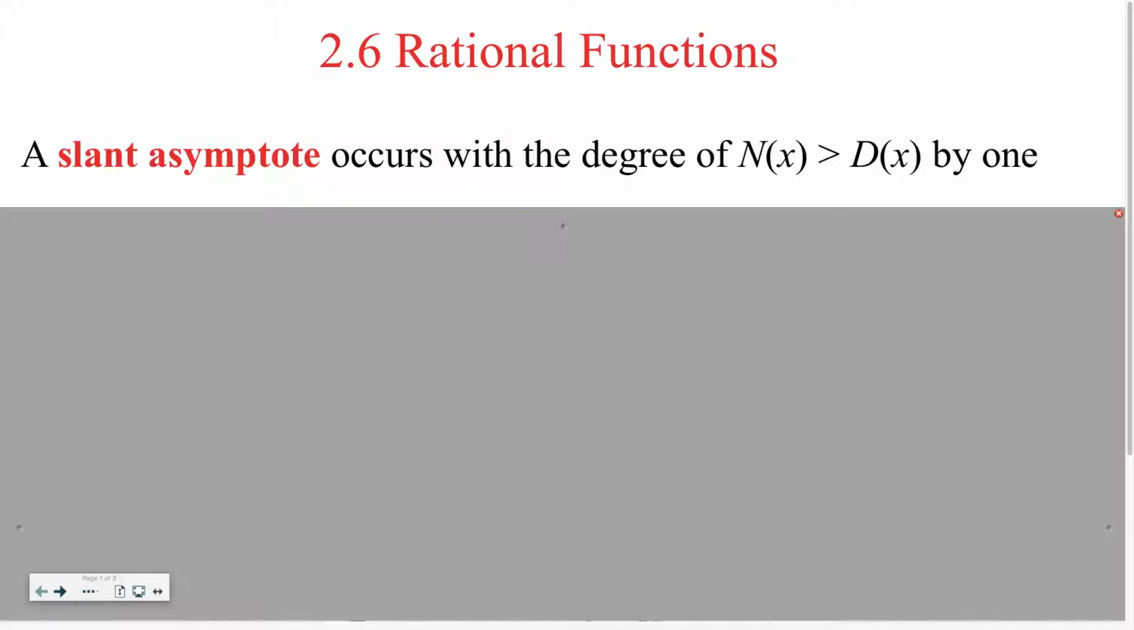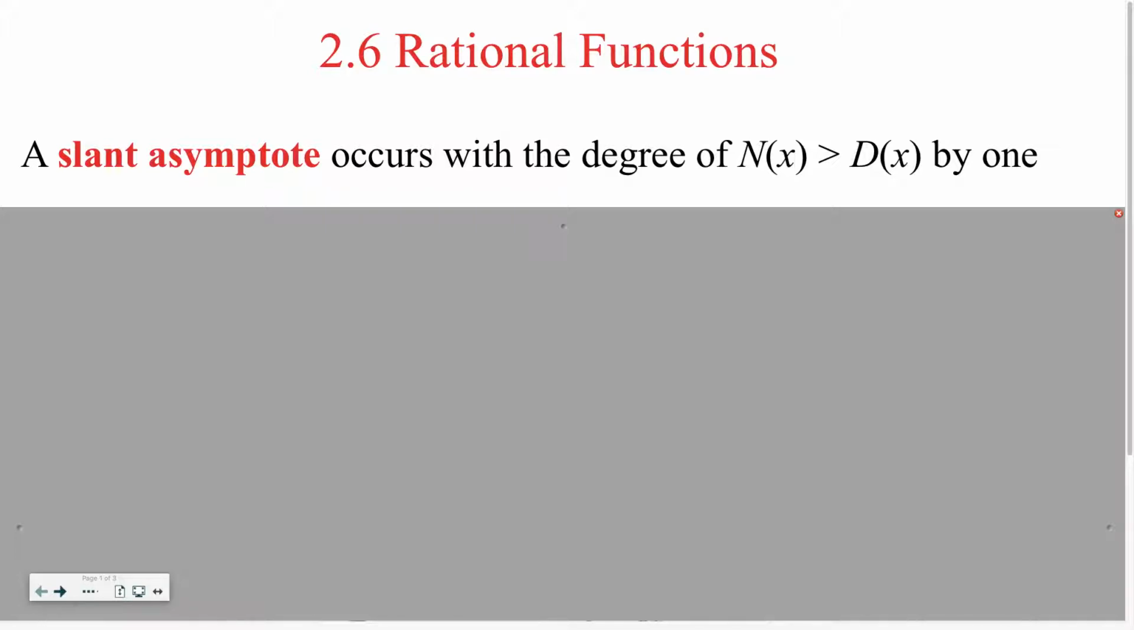I say the word slant asymptote. With your arm, show me what you visualize. You all are showing me a line with slope. Do you agree? Yes. Okay, let's think about this.